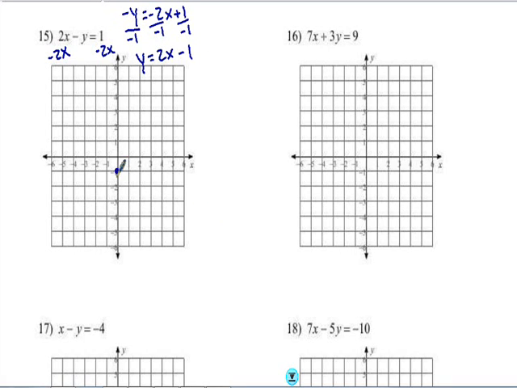Okay, so y-intercept of -1, slope is 2, so that means I'm going to go up 2, right 1, up 2, right 1. There's my line.